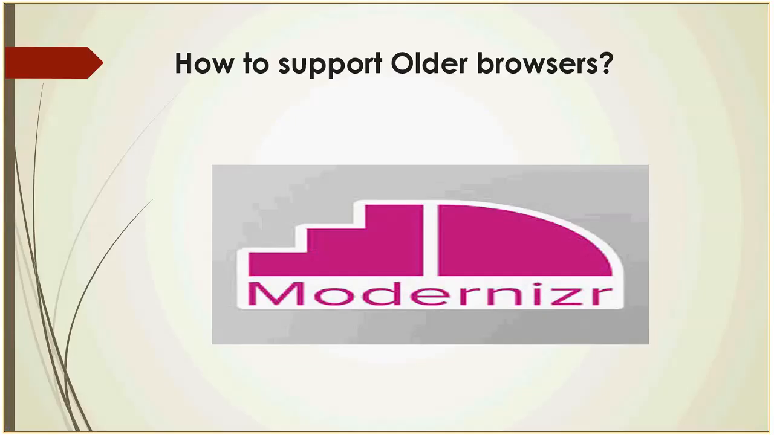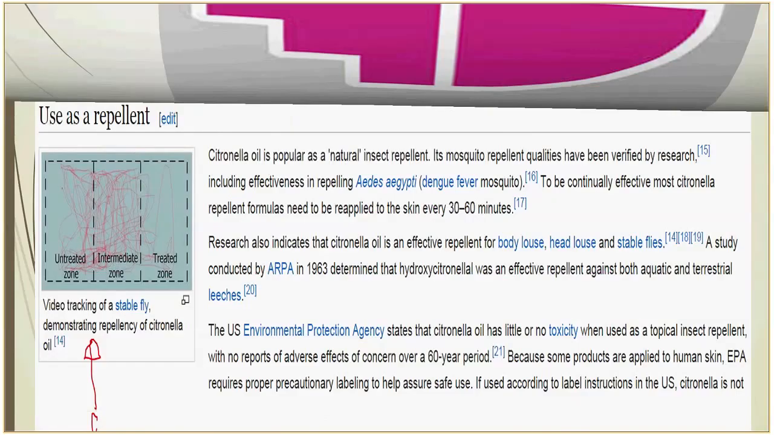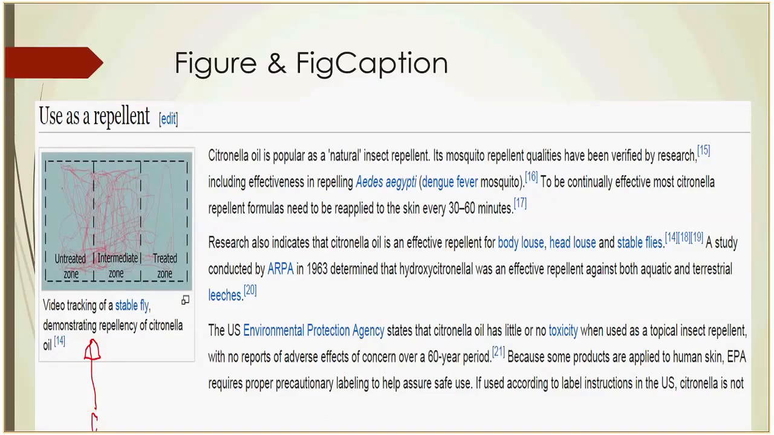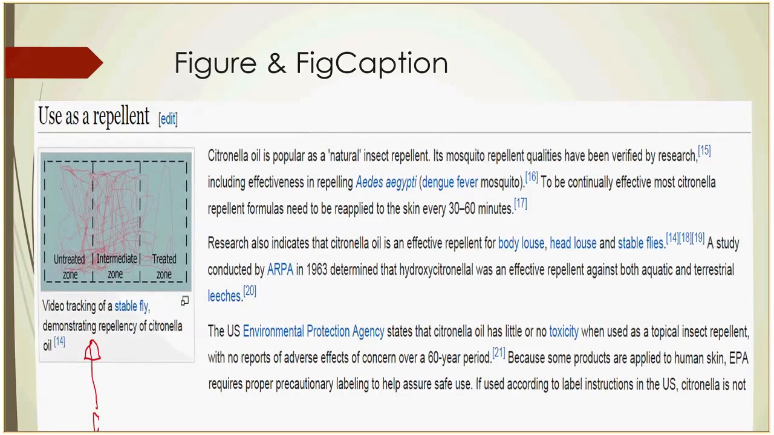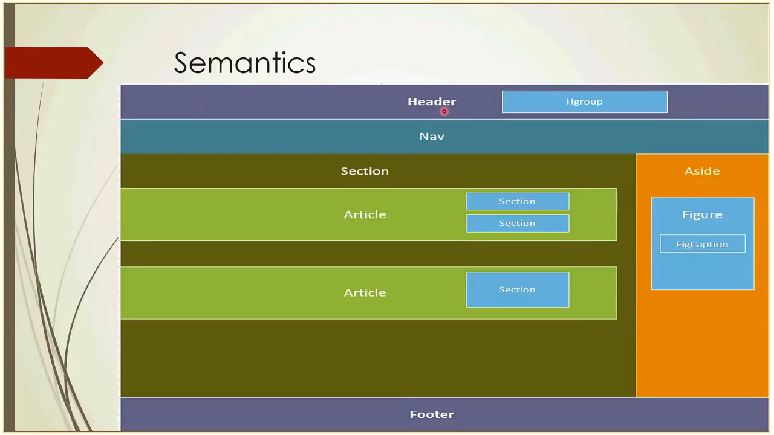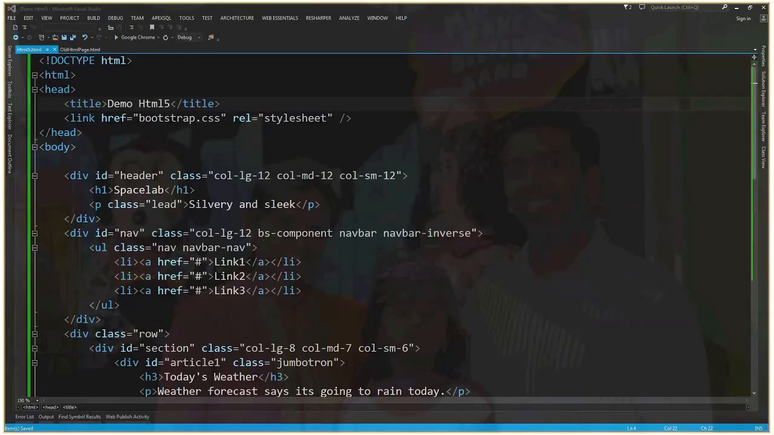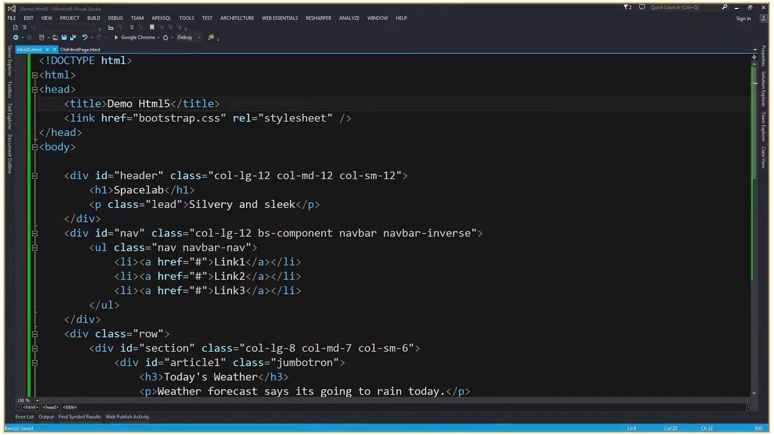If you look at the parts of your web page again, let's take a look at this slide. At the very top we have header, and we have header groups, navigation, footer, a section that can contain multiple articles which could have its own sections or headers, and an aside. Okay, let's start transforming the sections of it.